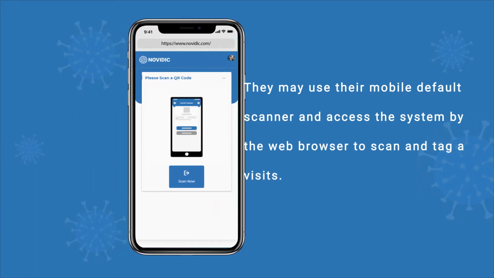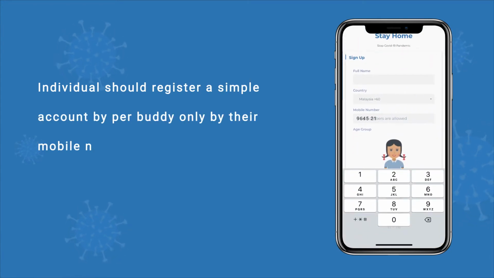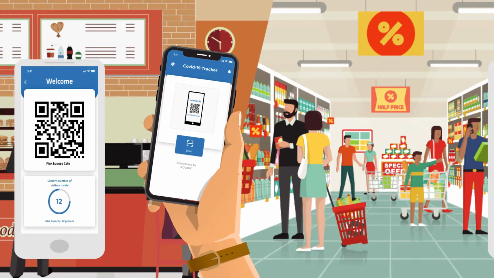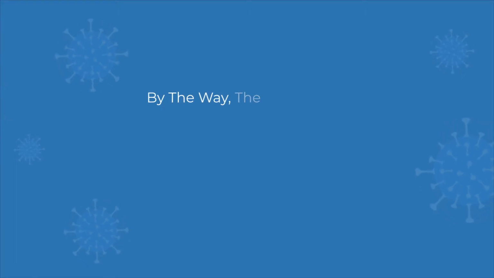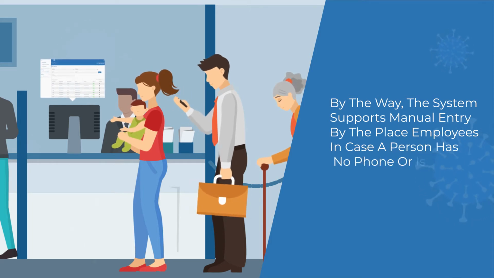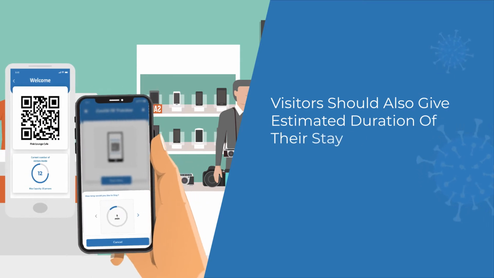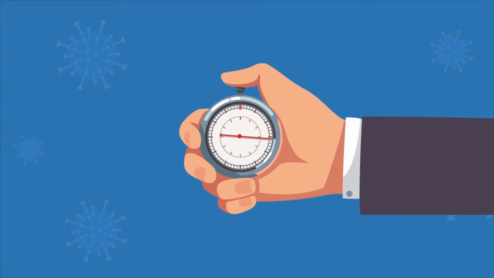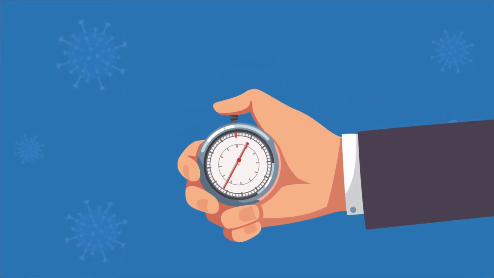visits. Individuals should register a simple account by providing only their mobile number and age gender group to be able to use the system. Any visitor must scan the QR code displayed at the place to tag his or her visit. By the way, the system supports manual entry by the place employees in case a person has no phone or is a child. Visitors should also give an estimated duration of their stay by tapping a timer upon scanning the QR code. However, the place management can put a limit for the maximum time a visitor can stay in the place if it is needed.